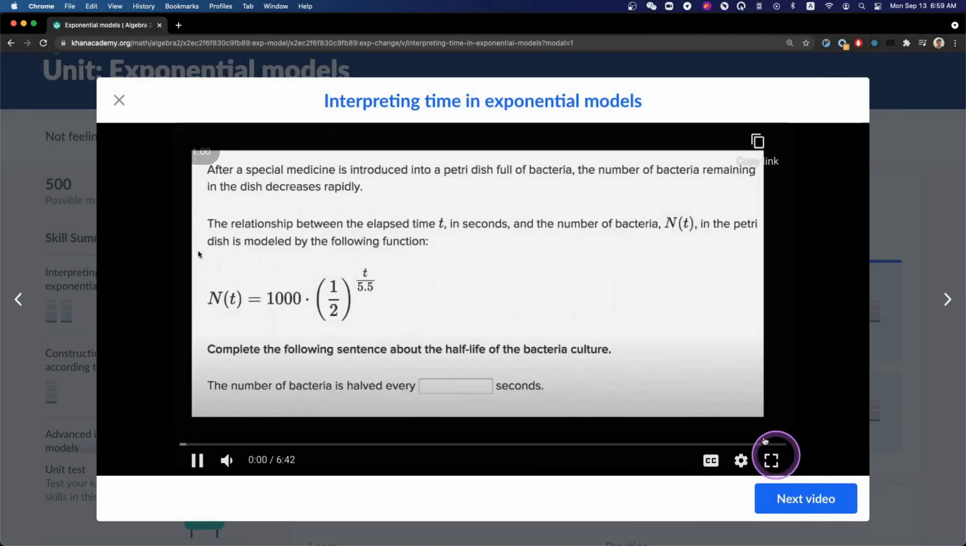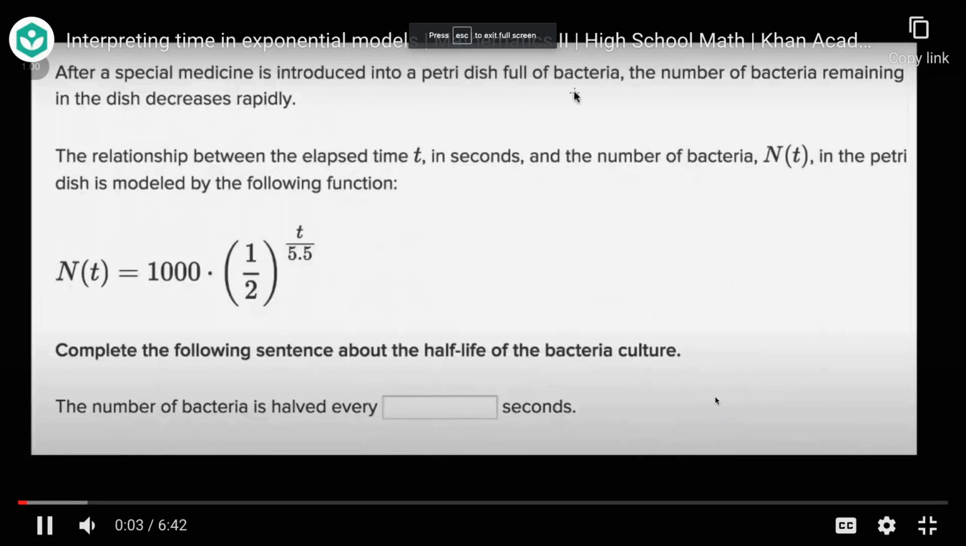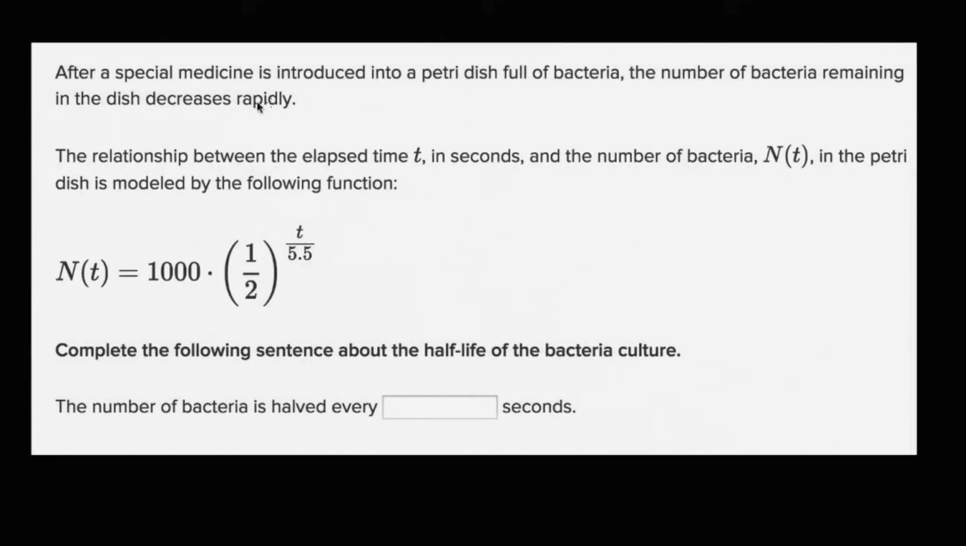After a special medicine is introduced into a petri dish full of bacteria, the number of bacteria remaining in the dish decreases rapidly. The relationship between the elapsed time t in seconds and the number of bacteria n of t in the petri dish is modeled by the following function. All right. Complete the following sentence about the half-life of the bacteria culture. The number of bacteria is halved every blank seconds. So t is being given to us in seconds. So let's think about this a little bit. I'll draw a little table here.